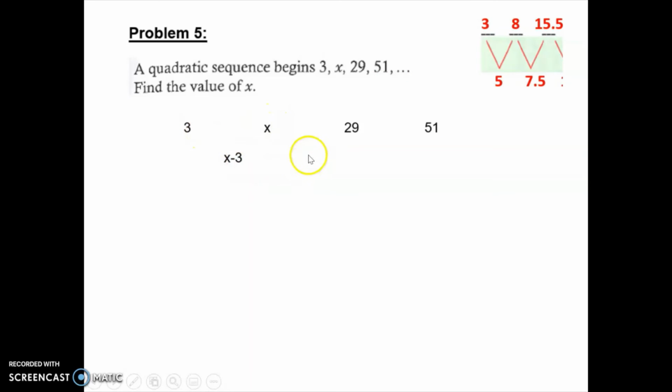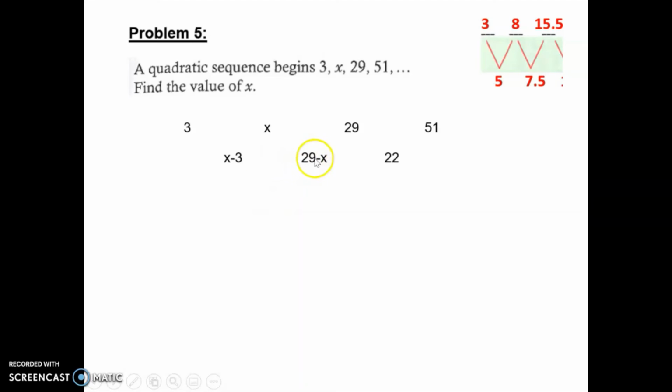Great. Do the same thing here. I hope you got 29 minus x. How about over here? That's 22, which was 51 minus 29. Great. That's the first difference. Since this is quadratic, we're going to go all the way down to the second difference. Okay, so to find the second difference, same thing, right? How do you find this value here?